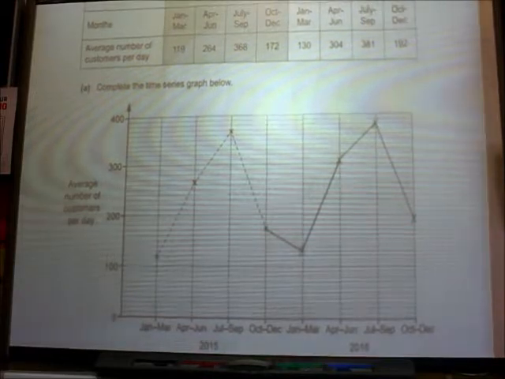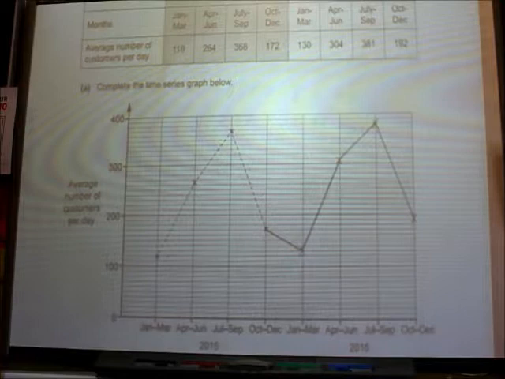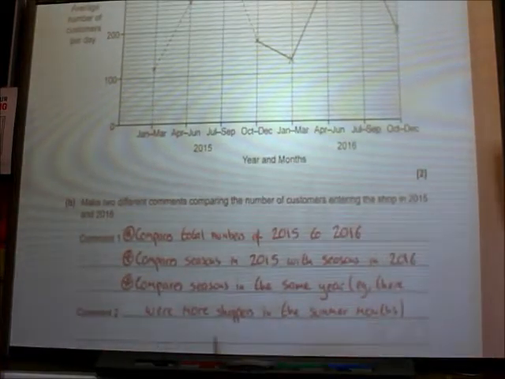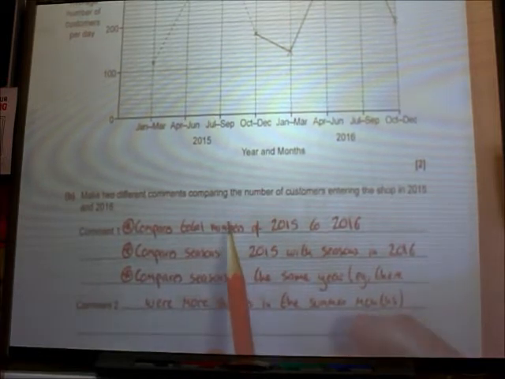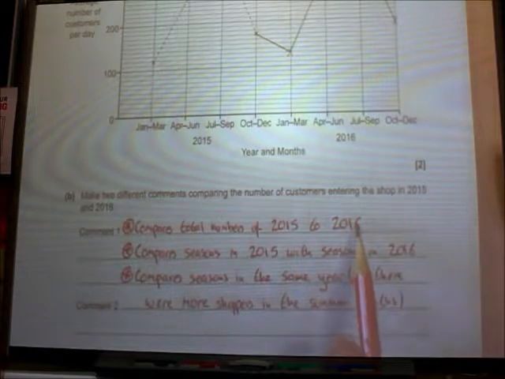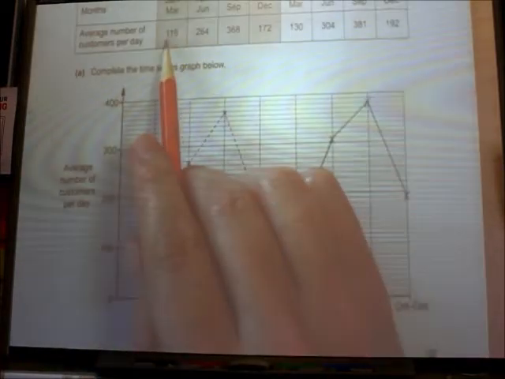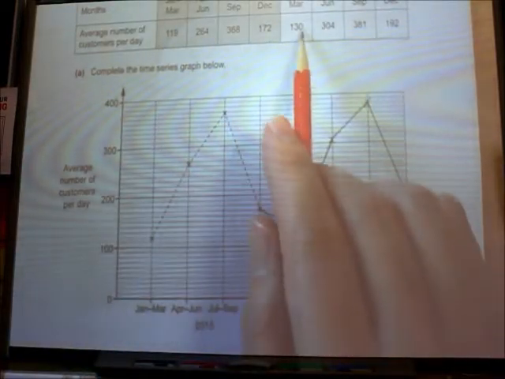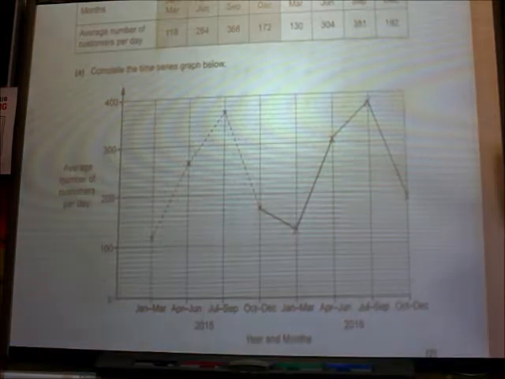Well, I'll be honest, there's loads of things you could write, but what I've just written down here are some notes from the mark scheme about the sorts of things it is after. So what you could have done, you could have compared the total number of shoppers from 2015 to 2016 for 1 mark. So you could have added up all of those ones, then added up those ones, and compared which year got the most number of shoppers.